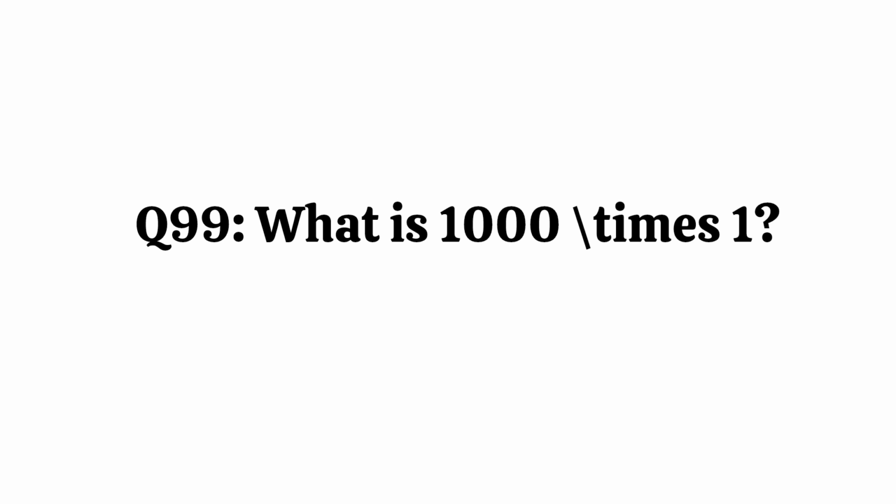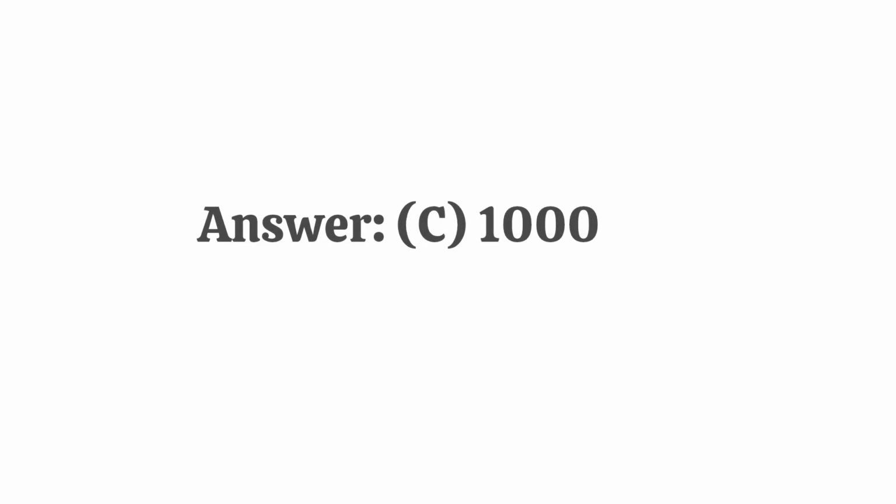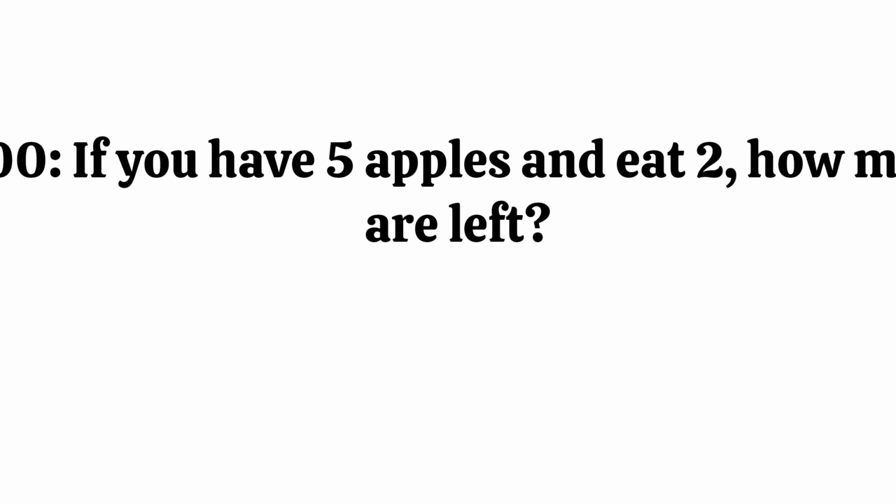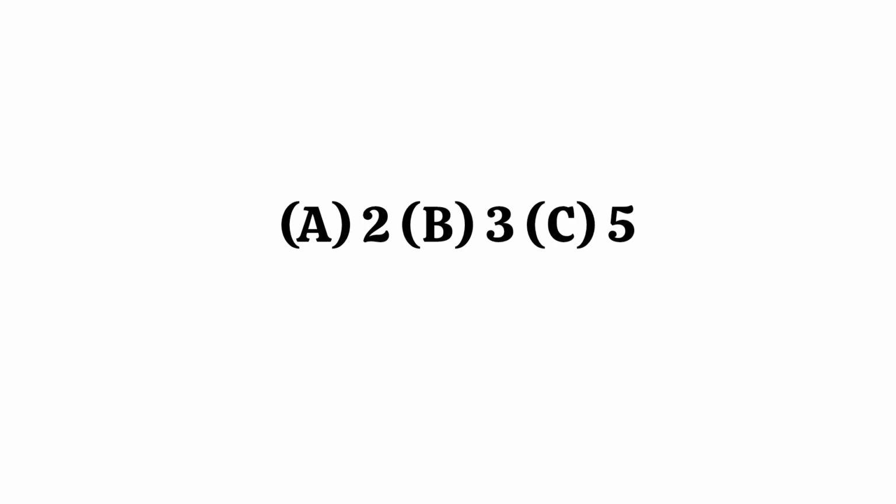Q99. What is 1000 times 1? A. 1. B. 100. C. 1000. Answer. C. 1000. Q100. If you have 5 apples and eat 2, how many are left? A. 2. B. 3. C. 5. Answer. B. 3.